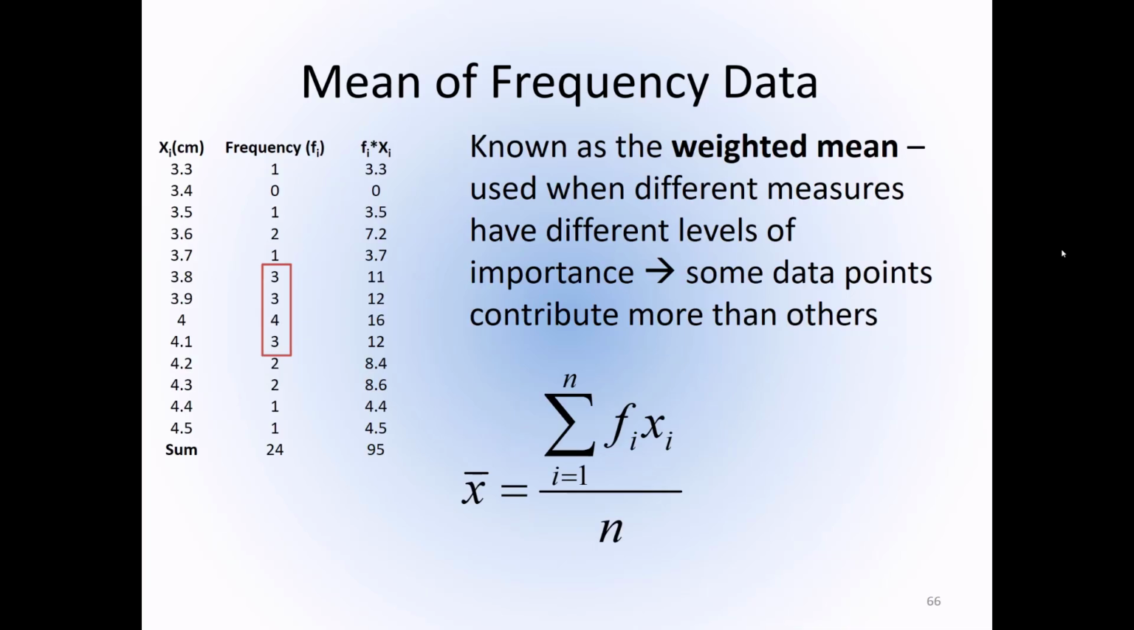Now, this particular mean is known as the weighted mean. The reason for this is that some of our data points have a greater contribution than others, and so they have a stronger weight. And so in this particular example, the sizes 3.8 to 4.1 tend to occur more frequently. They've got a stronger weight. So we can use this formula with a frequency distribution table to more easily calculate the mean.